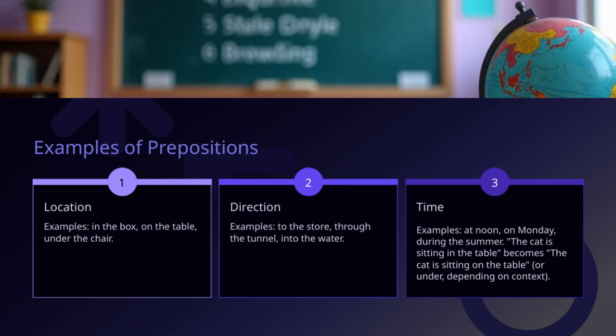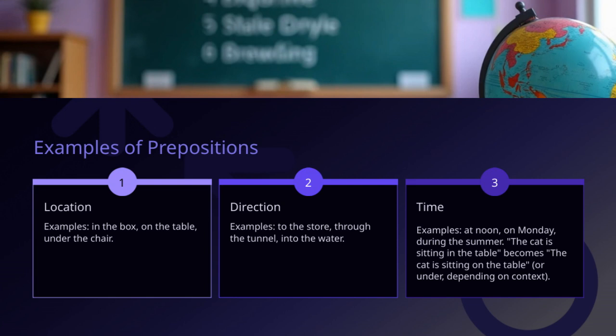Moving on to direction, prepositions such as to the store, through the tunnel, or into the water indicate movement or direction, showing us where someone or something is headed or moving through. And finally, for location, prepositions like in the box, on the table, or under the chair tell us where something is positioned relative to another object.